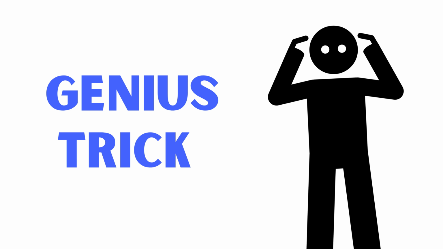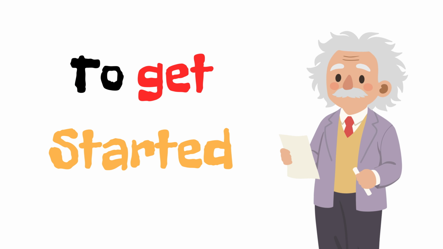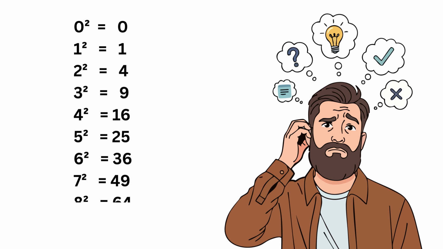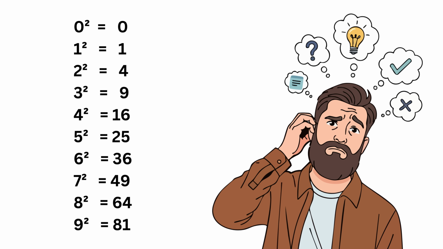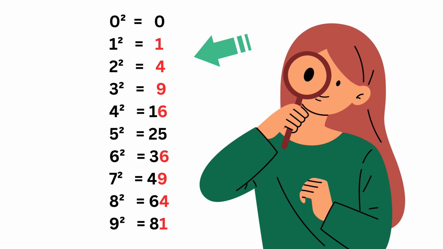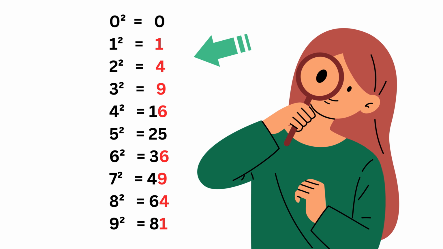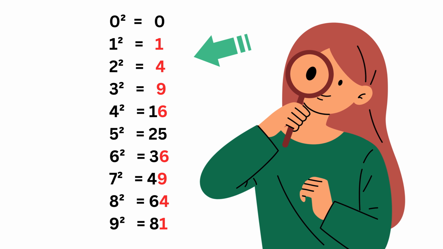Here's a genius trick you need to know. To get started, you just need to memorize the squares of the numbers from 0 to 9. Then, focus closely on the last digit of each of those squares. Notice how some of them share the exact same last digit.